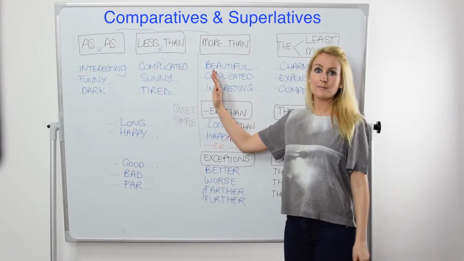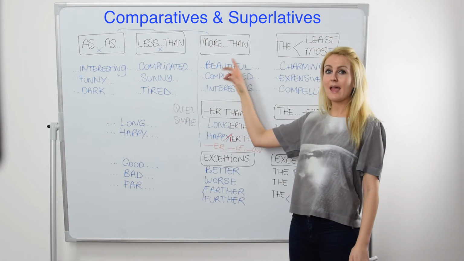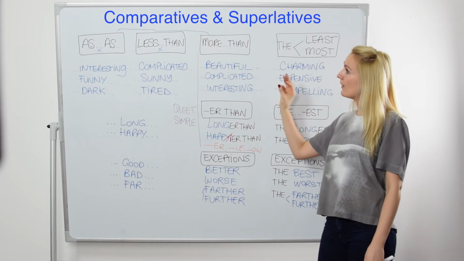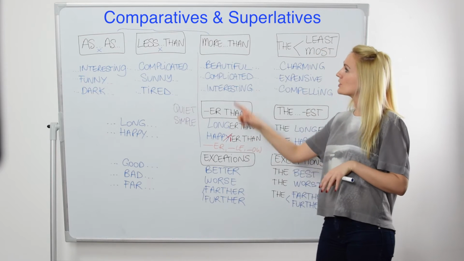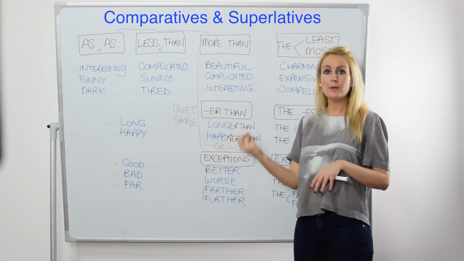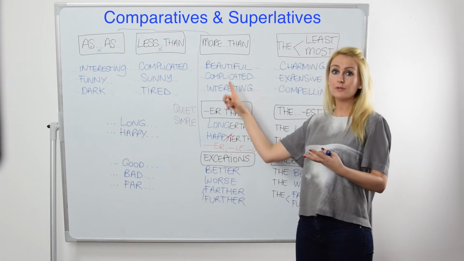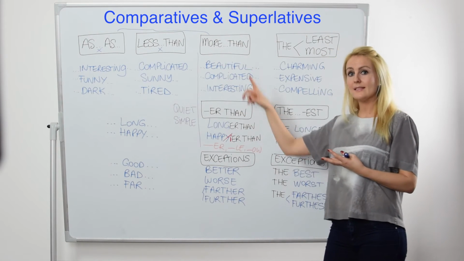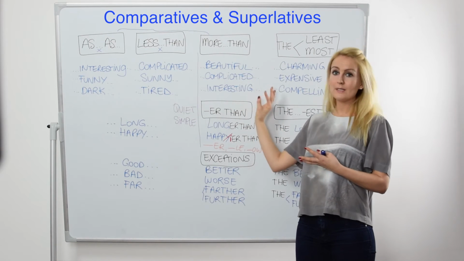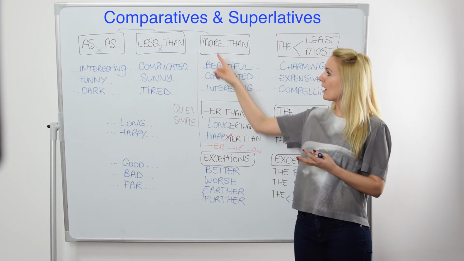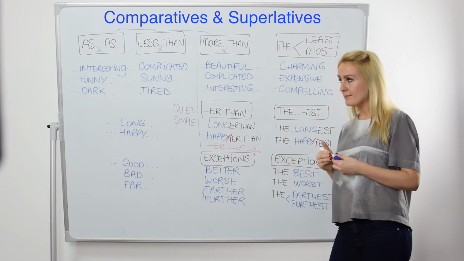Here is where it becomes a bit more exciting: the comparative of superiority and the superlatives. Now here, in the comparative, we are comparing two things and stressing that one is superior to the other in a certain way. It is more beautiful than, it is more complicated than, it is more interesting than. So there are no particular changes, it's quite easy. I place my adjective between more and than.